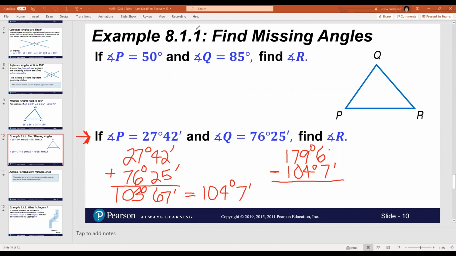Right. So if we were in class, you'd be telling me I should call it 60 minutes. 179 degrees and 60 minutes is the same as 180 degrees. But now I have minutes that I can subtract from. So I can take that 7 minutes out of the 60 minutes and say I have 53 minutes there. And in terms of the degrees, I have 179 minus the 104. So 75 degrees, 53 minutes would be angle R.